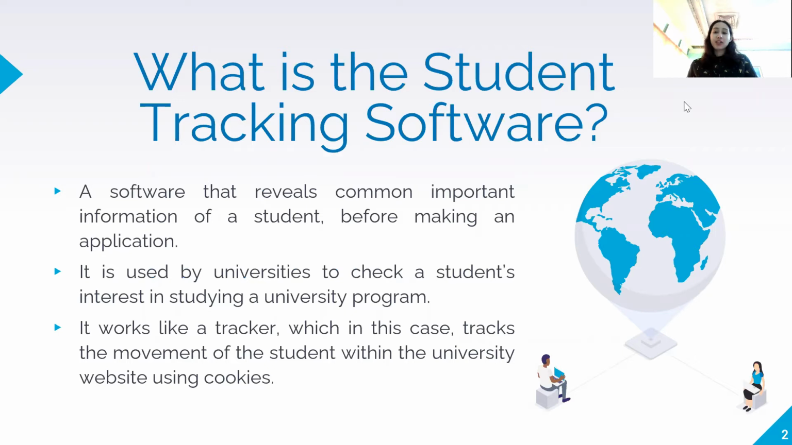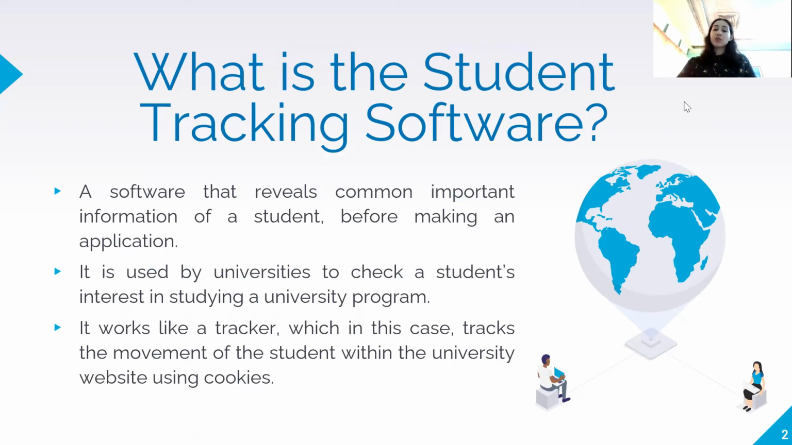Now, in student tracking software, universities check the student's interest in studying at the said university through the process of checking their personal interests and their annual income, all without the knowledge of the prospective students. Again, from the name itself, the student tracking software works like a tracker, which in this case tracks the movement of the student within the website itself using cookies.